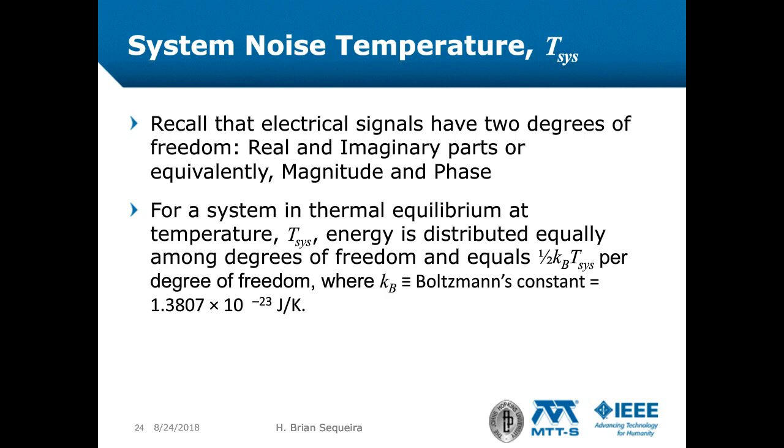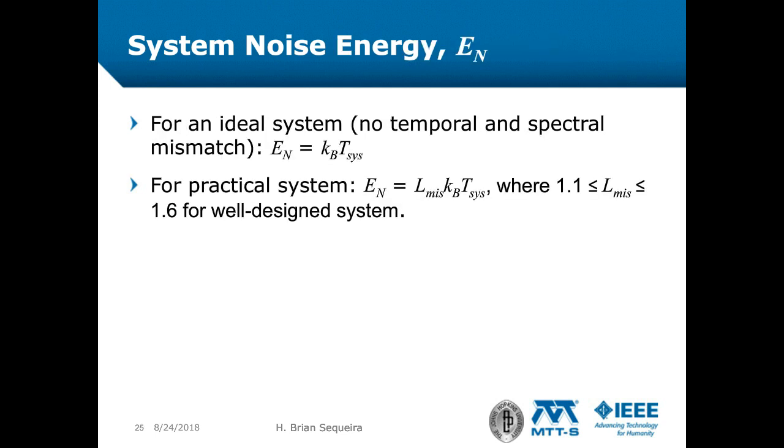The equipartition theorem of statistical physics states that the energy of any system in thermal equilibrium at temperature T_sys is equally distributed among its degrees of freedom and equals half k_B T_sys per degree of freedom, where k_B is Boltzmann's constant. For an ideal receiver, meaning one that has no temporal and/or spectral mismatch, the noise energy is k_B T_sys.